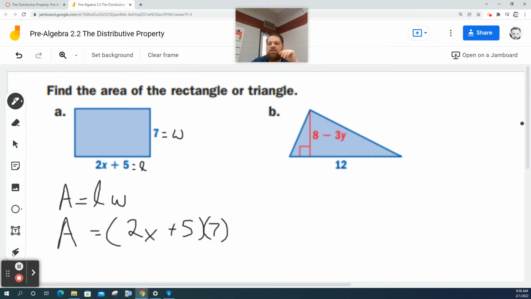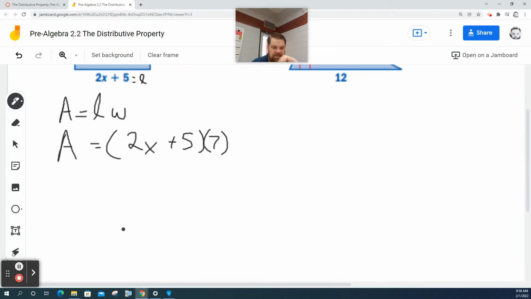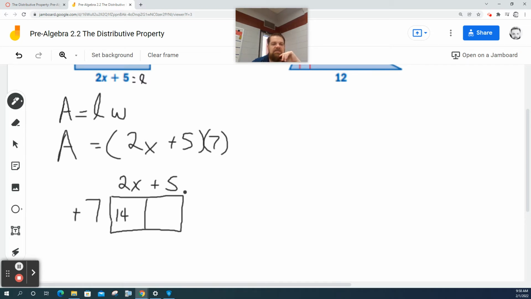So again, I'm going to use the grid to do this. I'm just going to toss the 7 to the front, though, and draw my boxes. And then I'm going to multiply that by 2x plus 5. What's 7 times 2x? 14x, very good. Now, this is technically a positive 7, so what's positive 7 times positive 5?